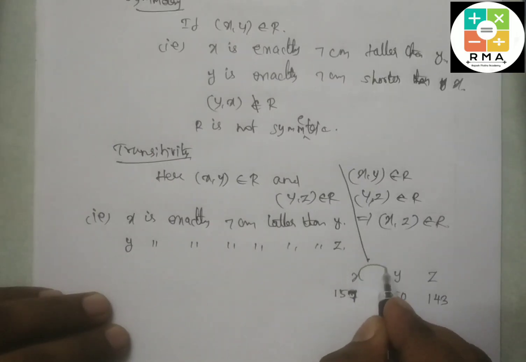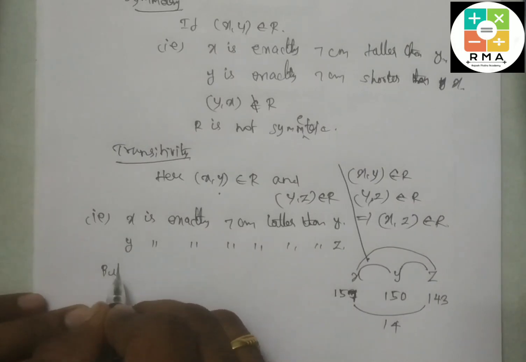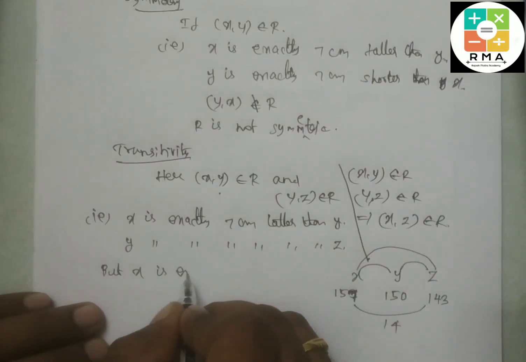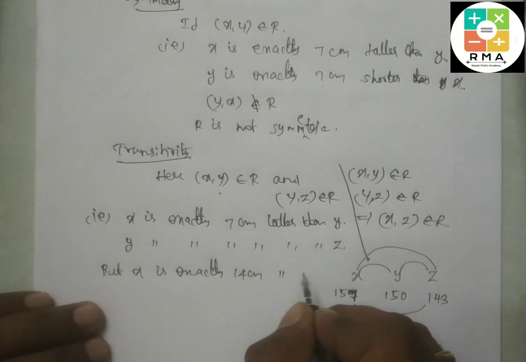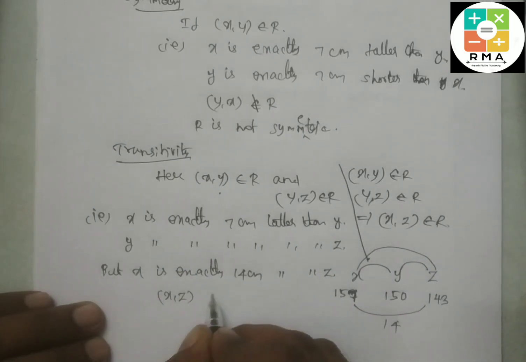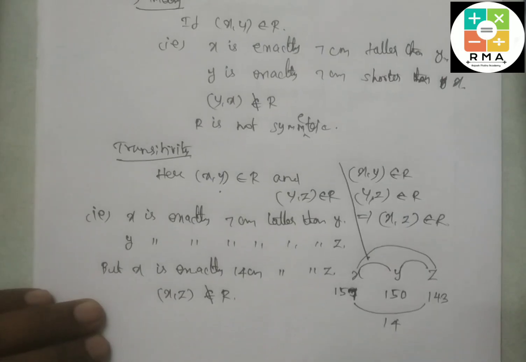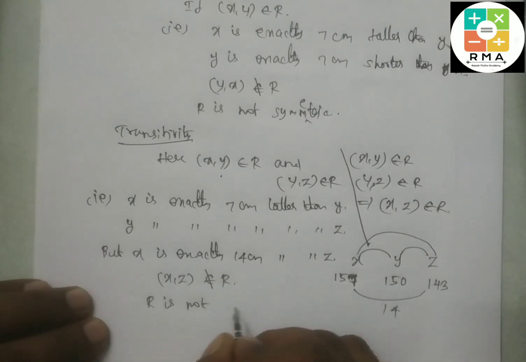Now the relation between x, y belongs to R, the relation between y, z belongs to R, but the relation between x and z, what is happening here? The difference between them is 14. So we should write here that x is exactly 14 centimeter taller than z, which means what? X comma z does not belong to R, so we can say that R is not transitive.